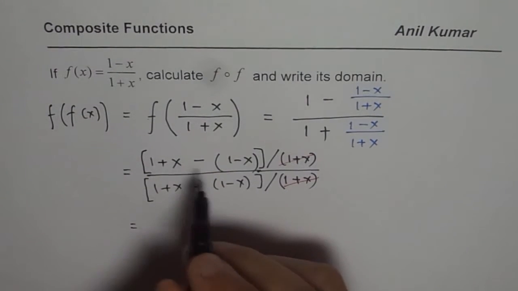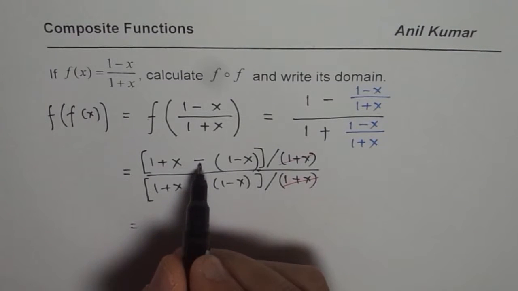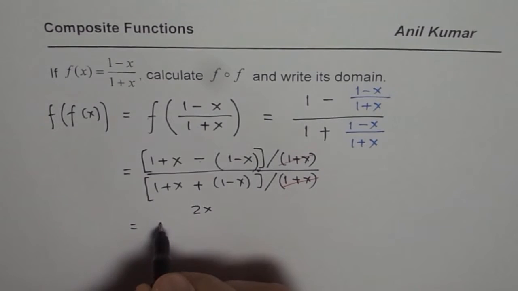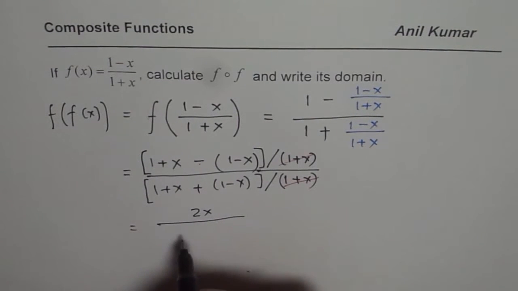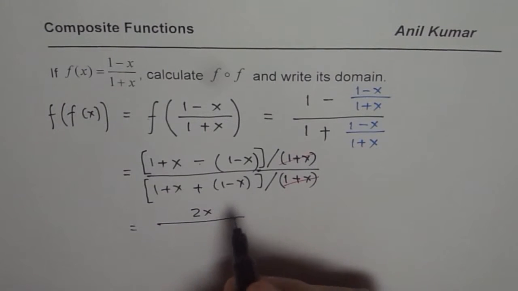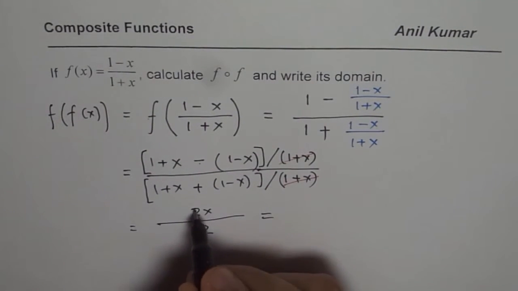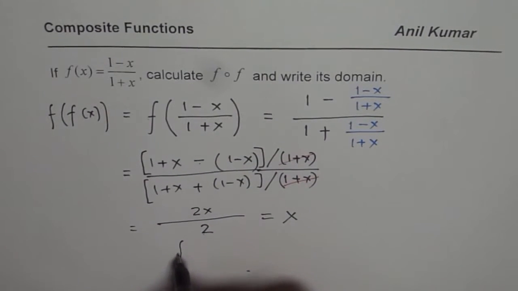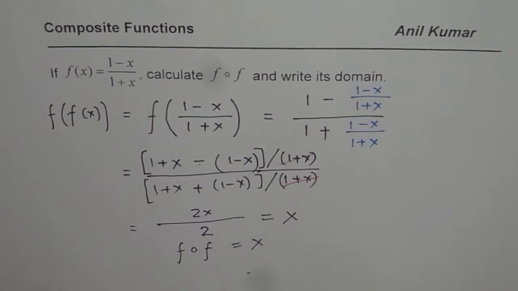Now, let's solve this. 1 minus 1 is 0. x minus of minus x will give us 2x. So we have 2x in the numerator. In the denominator, 1 plus 1 is 2, and x minus x is 0. So we get 2. That's simple, right? So 2 and 2 cancel, and we get just x. So what we get here is that f of f is equal to x.